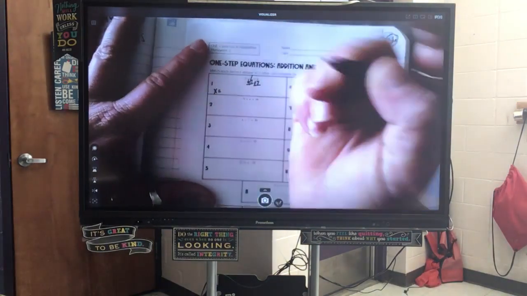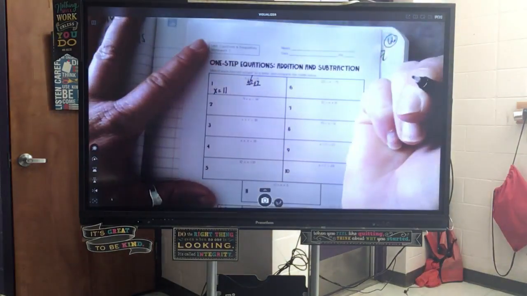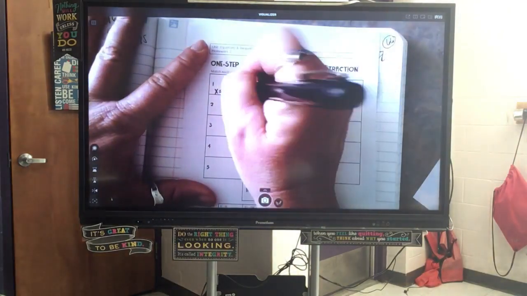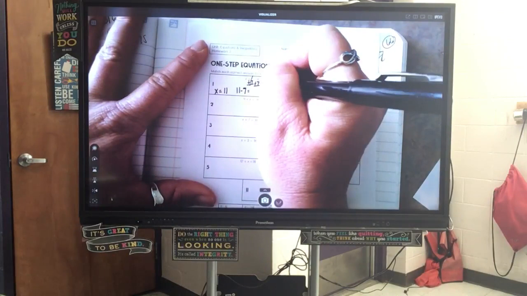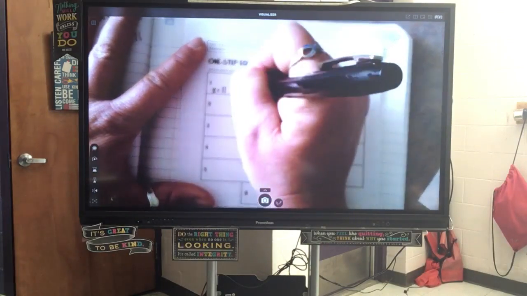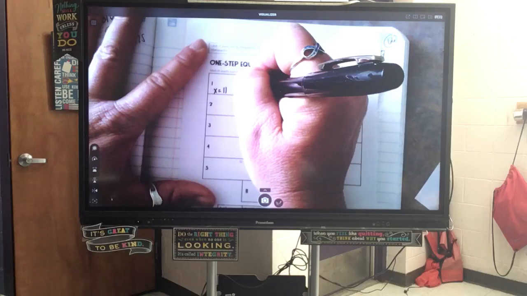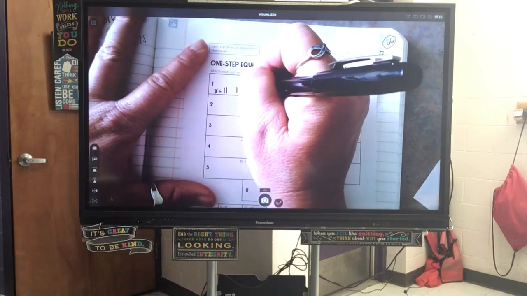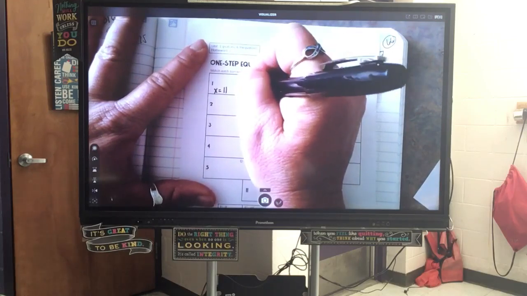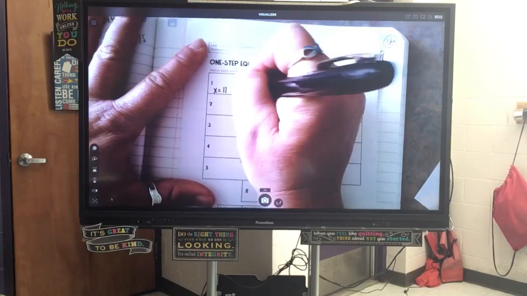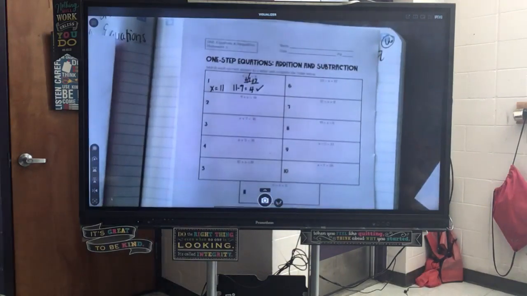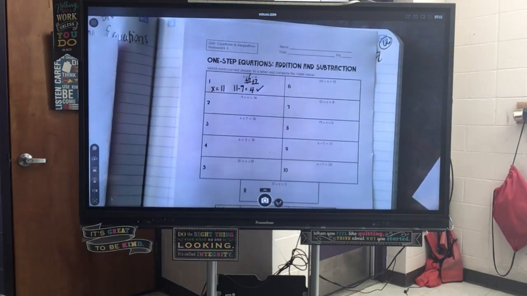It's going to equal 11. Alright, and then to check, what do I have to do? 11 minus 4 equals 7. No, 11 minus 7 equals what, Gemma? 4. Alright, so this is what I expect in this box. You're canceling both out, you're telling me what x equals, and then you're throwing it back in to check it. Alright, so our answer is 4.